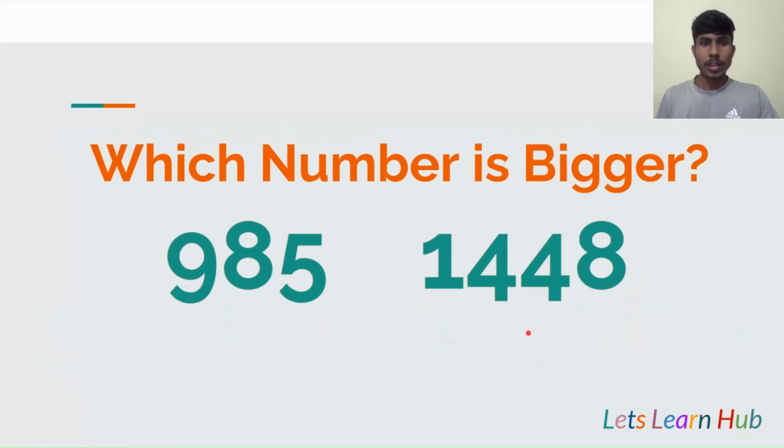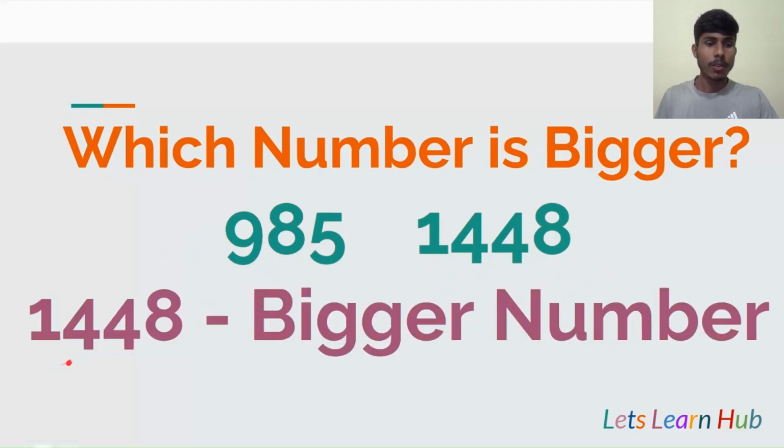And here again, which number is bigger? Both are positive numbers. One is 985, another is 1448. See, again 985 has three digits: 9, 8, and 5. And 1448 has four digits: 1, 4, 4, and 8. Since 4 is more than 3, the four-digit number will be the bigger number. So here 1448 will be the bigger number. Easy, right?